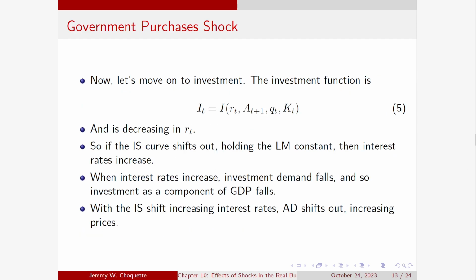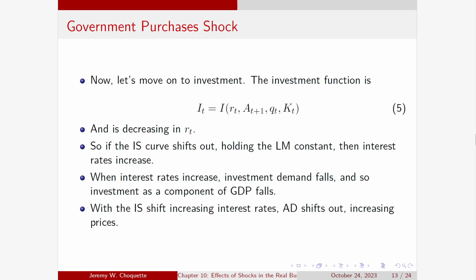Okay, let's move on to investment here. The investment function is a function of the real interest rate, A t plus 1, Q, and K, and it's decreasing in the real interest rate. So if the IS curve shifts out, holding the LM curve constant, then interest rates are going to be increasing. And when interest rates rise, investment demand is going to fall. So investment as a component of GDP is also going to be falling.